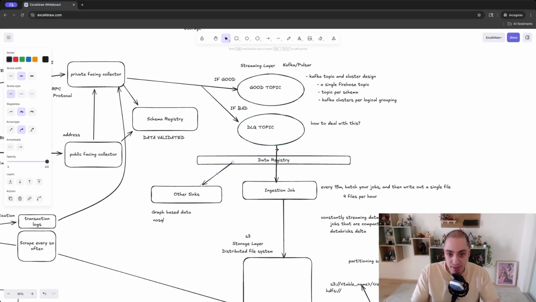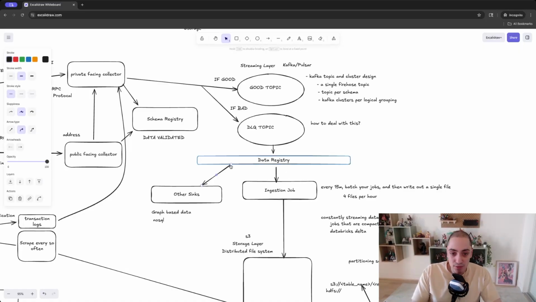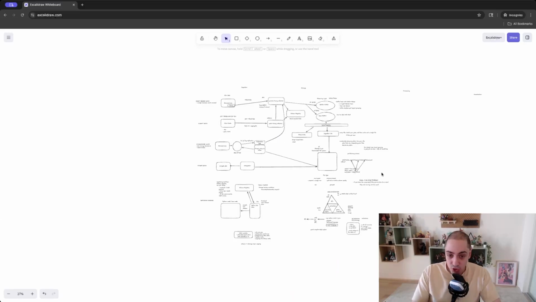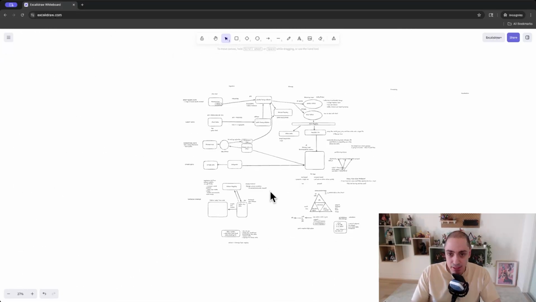So let's do something like this. Some of the data might end up going in some places and some of it might go in others. And then the data registry would be the one that can route all of this with its metadata. So that's another example of something that would fit into this architecture. Okay, and then that's kind of like the storage layer.